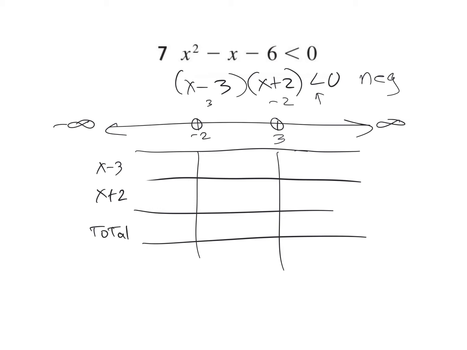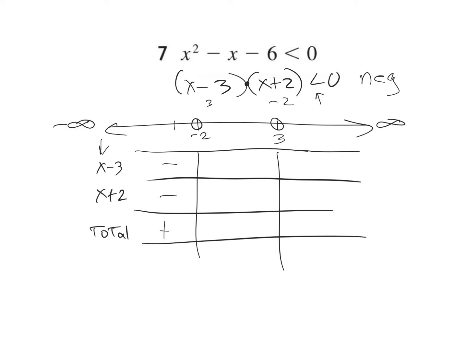So if I put negative 3 in, and put it in the first x here. Negative 3 minus 3 is negative 6. Negative 3 plus 2 is negative 1. We multiply those together because that's what we're doing up top here. We get a positive. Well, we don't want those. So we don't want anything from negative infinity to negative 2.